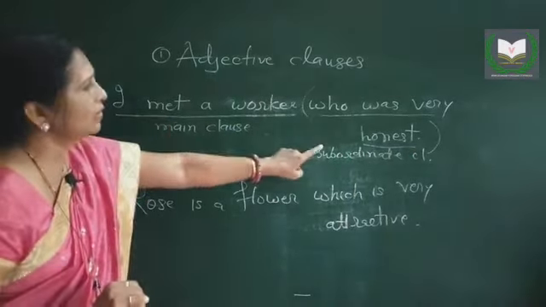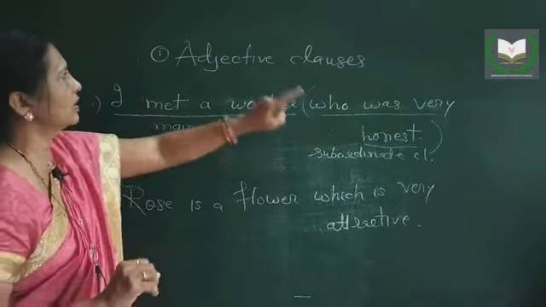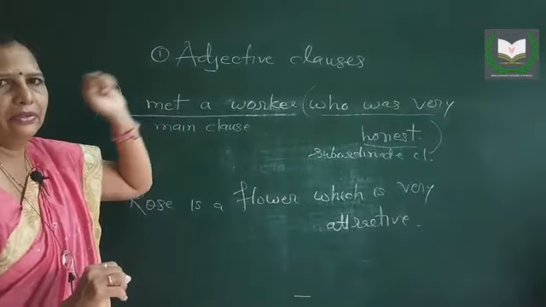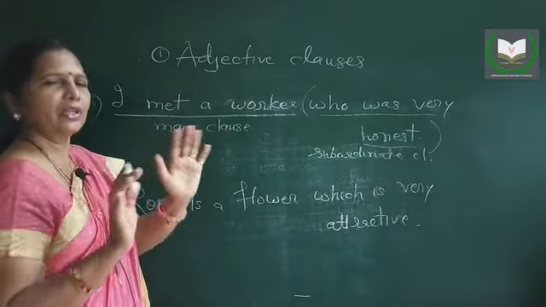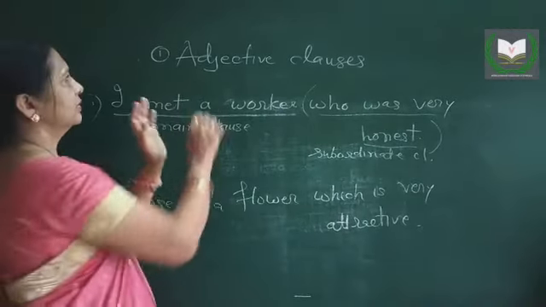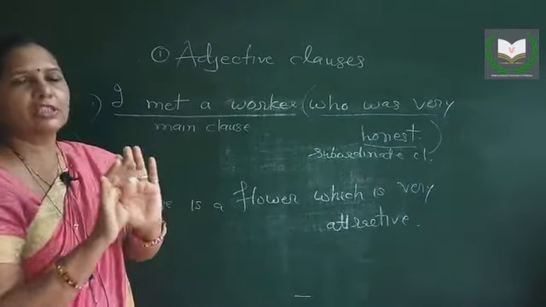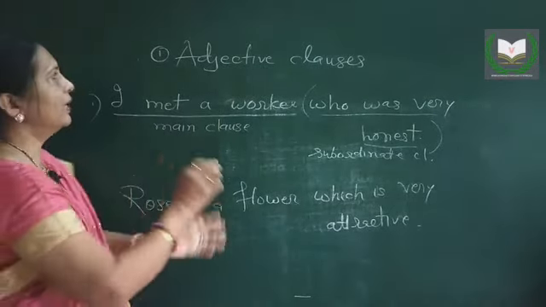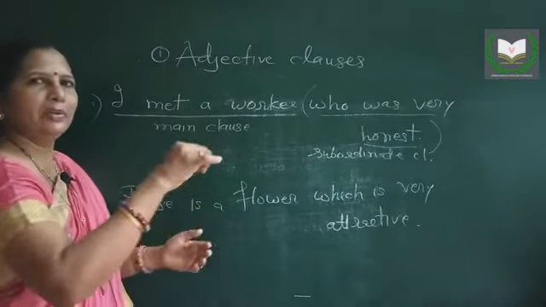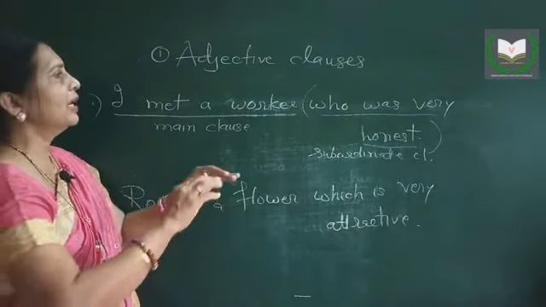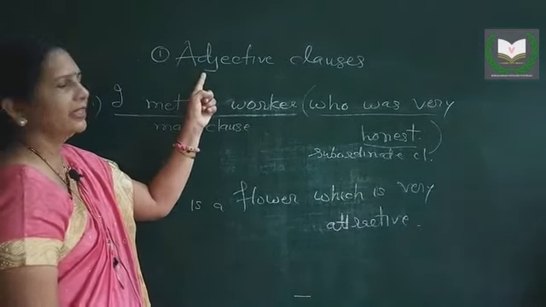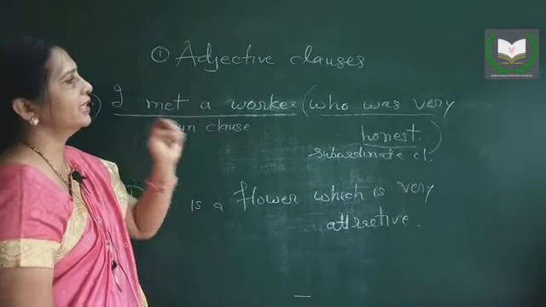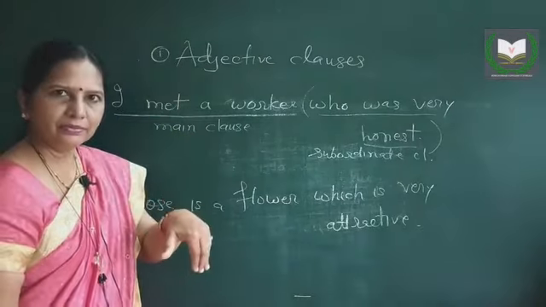Now why is this clause called an adjective clause? For that, for some people, the word adjective must be very clear. If we don't understand adjective and adverb, we cannot understand the adjective clause. What is an adjective? For that we have to see what is a noun.